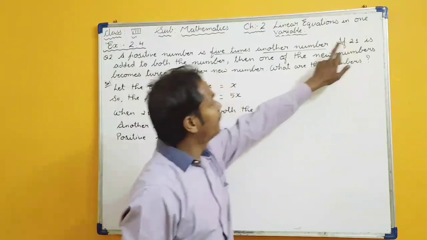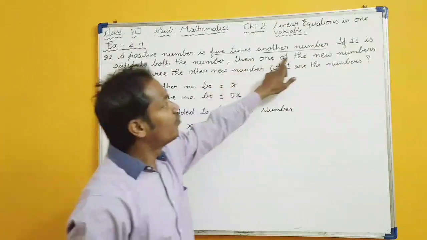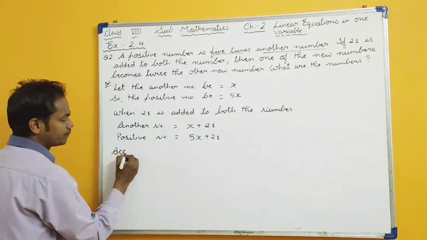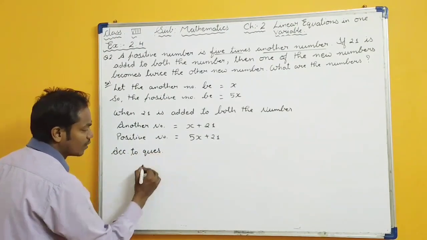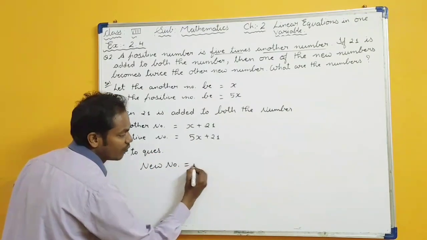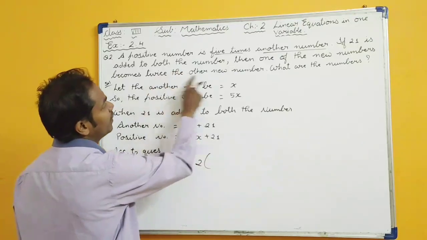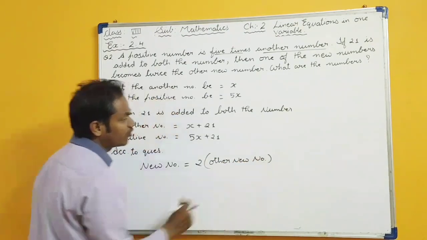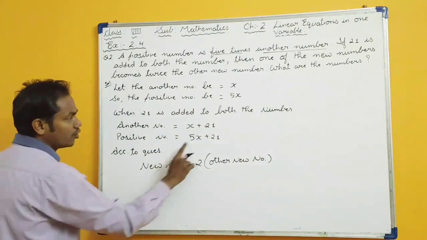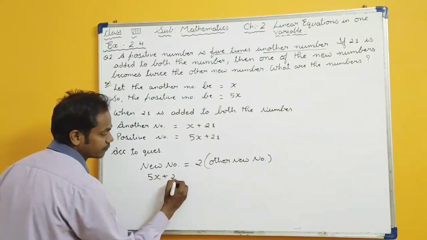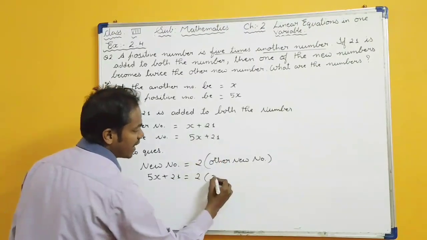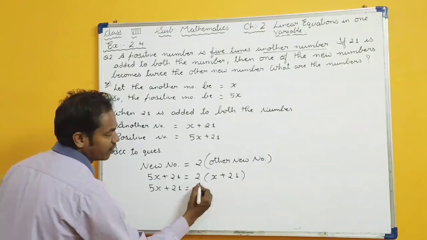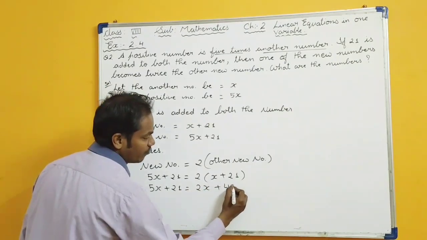This statement is very important. If 21 is added to both the number, then one of your new number, which is new number, this is new number. So according to your question, your new number will become twice the other new number. So what is the other new number? This is your another number. New number is 5x plus 21, and other new number is x plus 21. Now solve it. 5x plus 21, 2 multiplied by x, 2x, 2 multiplied by 21, 42.